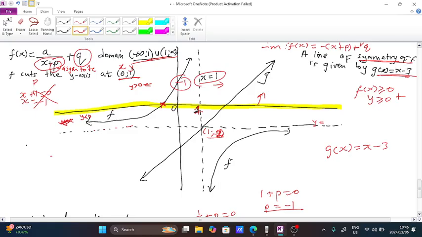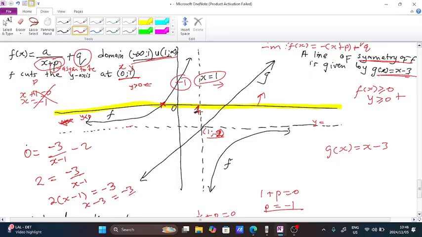So now how can I get the x-intercept? We must use the equation. On our equation, we know y is 0, because there is no way you can guess that value. So I'll say 0 equals negative 3 over x minus 1, minus 2. Obviously we have 2 equals negative 3 over x minus 1. Cross multiply: 2 times x minus 1 equals negative 3. I will not waste time by multiplying out. I'll say x minus 3 equals negative 3 over 2.